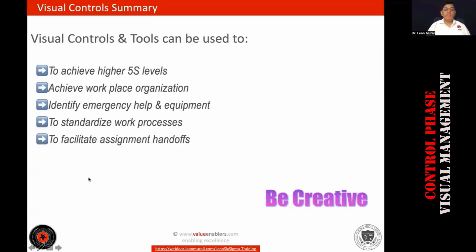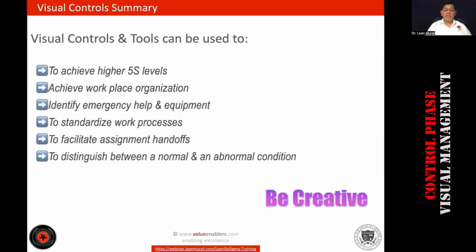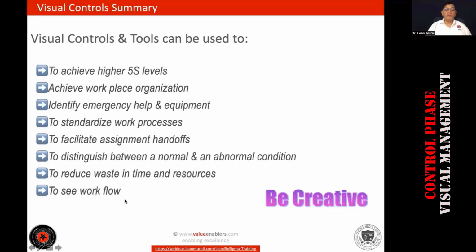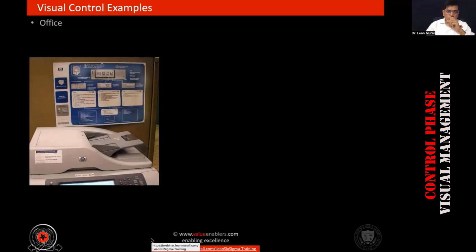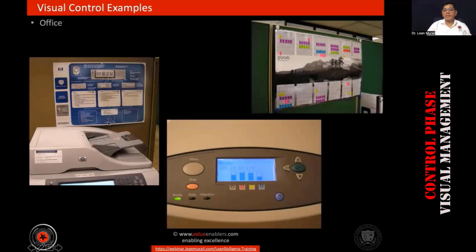With visual controls, you can facilitate assignment handoffs, like from one shift to another shift when you want to give it to someone else. With visual controls, you can definitely distinguish between what is normal and abnormal. With visual controls, you can reduce waste in time. With visual controls, you can see the workflow. In the office also, you see a lot of visual control systems, right? And things like that.